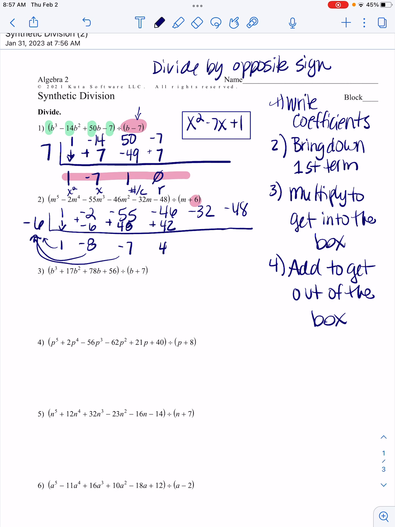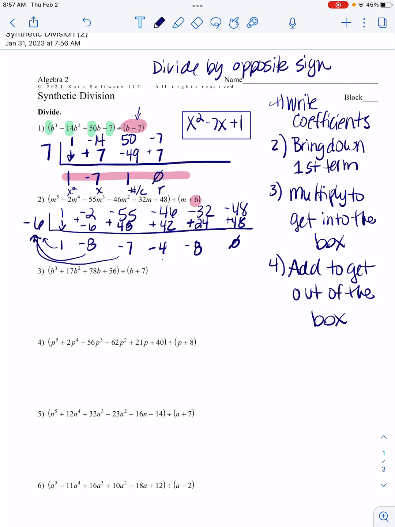Same steps. We just added to get out of the box. Now we're going to multiply to get into the box. So 4 times negative 6 is negative 24. Oh, I did it again, you guys. Negative 46 plus 42 is negative 4. Man, I am struggling on my signs today. So this should be a positive 24. So negative 32 plus 24 is negative 8. And then negative 8 times negative 6 is positive 48. We add those two together, we get 0.